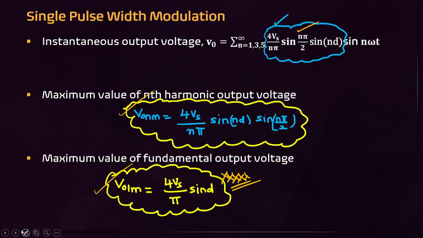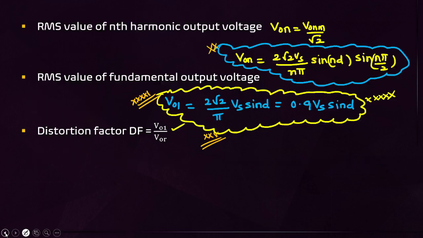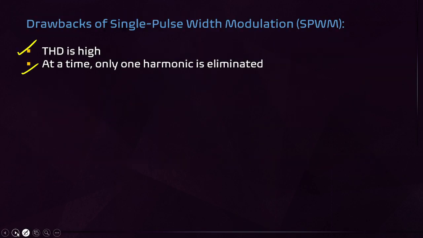If the single PWM technique is applied to a half bridge inverter and the Fourier analysis of the half bridge inverter is asked, in these formulas just replace Vs by Vs by 2. That is for the half bridge inverter. Single PWM technique is mainly used to eliminate harmonics. But if you use the single PWM technique, the total harmonic distortion is high, because at a time only one harmonic is eliminated.